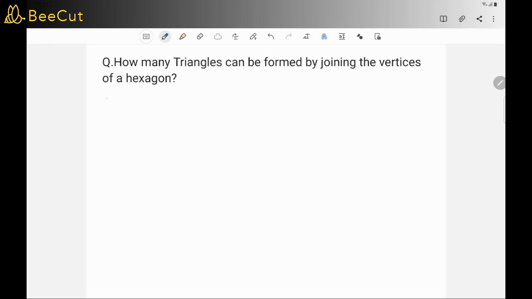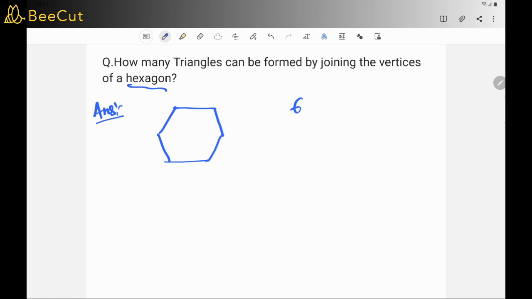Now let us look at a few geometry related problems from the topic permutation and combination. Now this question is as follows: how many triangles can be formed by joining vertices of a hexagon? So let us look at the hexagon. Assume that this is the hexagon, this is how a hexagon looks. And how many triangles can be formed by joining the vertices? How many vertices are there in a hexagon?